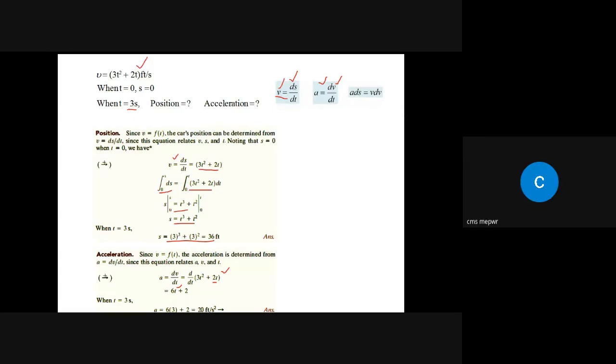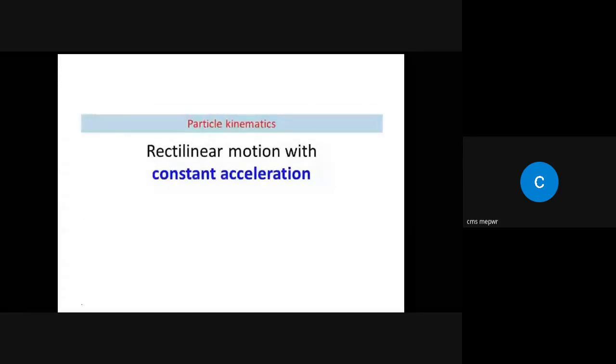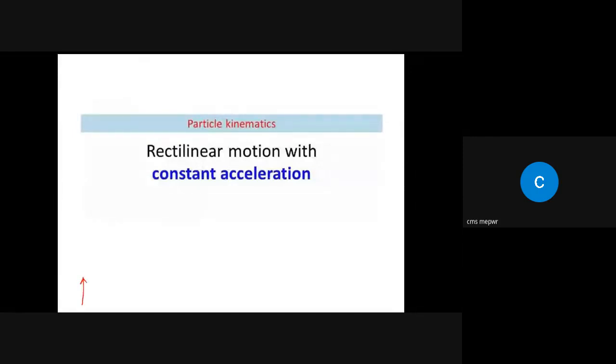Okay. Now, rectilinear motion with constant acceleration. This means you are having constant acceleration. For example, you are having an object, you throw a ball upward. You are having a ball and you throw it upward. Initially it has some velocity, and as you throw it, it will have a very high velocity.